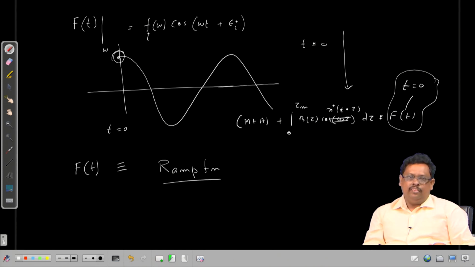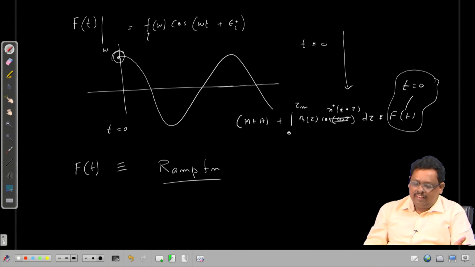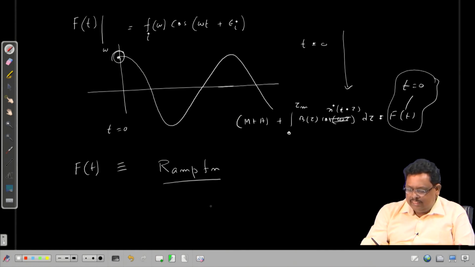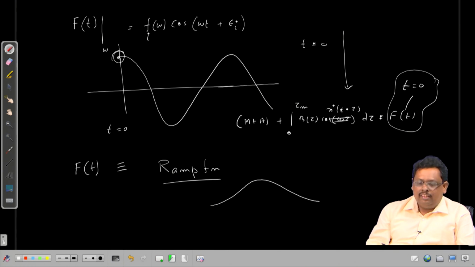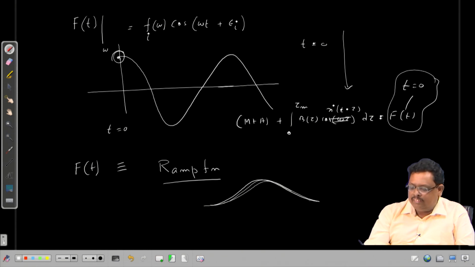Now, what is a ramp function? A ramp function is something that goes a little bit like this. That means it is of course like a speed breaker. But this speed breaker we always take continuously, so slowly it goes up and then goes down.